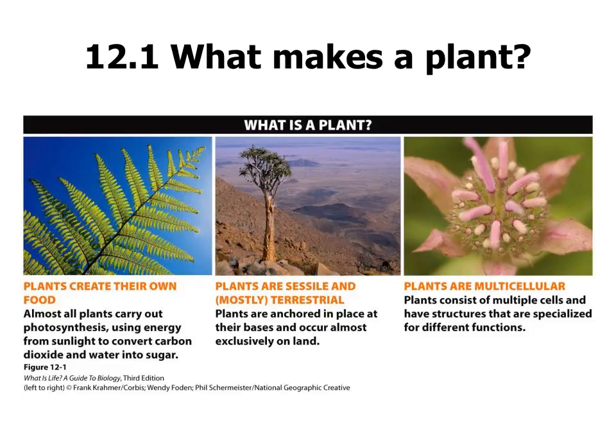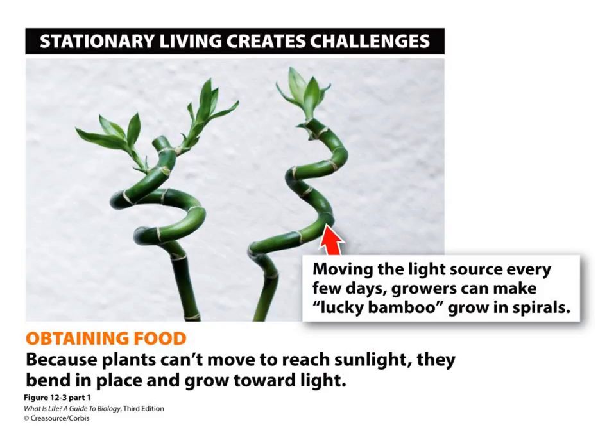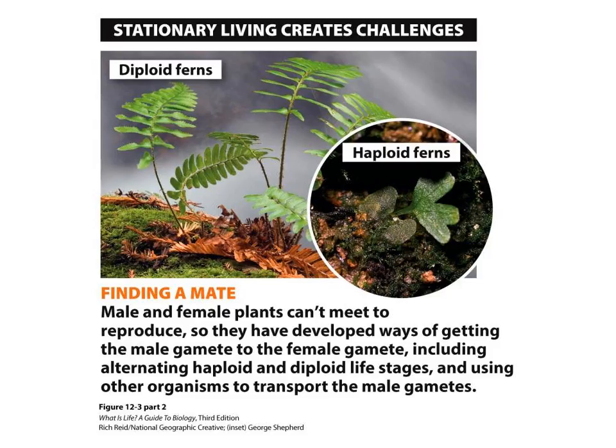These are 3 things that make plants. Plants create their own food, plants don't really move, sessile means they don't move, and then plants are multicellular. So they obtain their own food, they carry out photosynthesis, which means they need sunlight, so plants are always growing toward the sun.